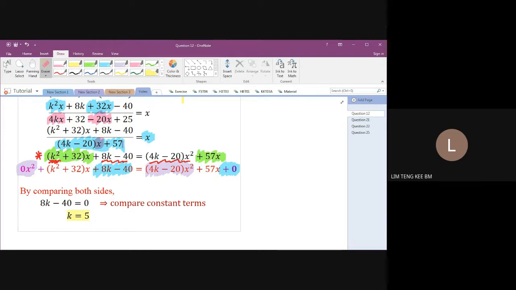So therefore, this is how we solve question 12A from the past year paper in chapter 5.